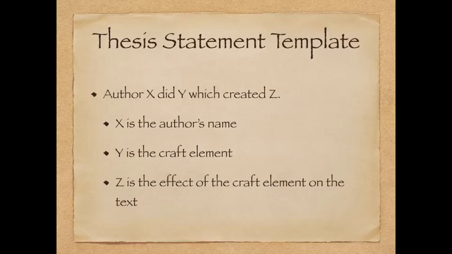So, thesis statement template. Author X did Y, which created Z. That will give you all three elements that you need to know. X is the author's name, Y is the craft element.